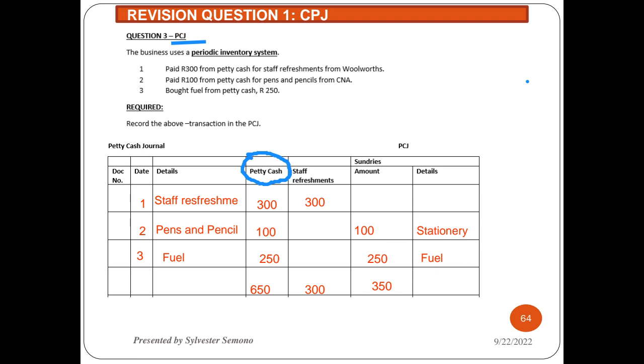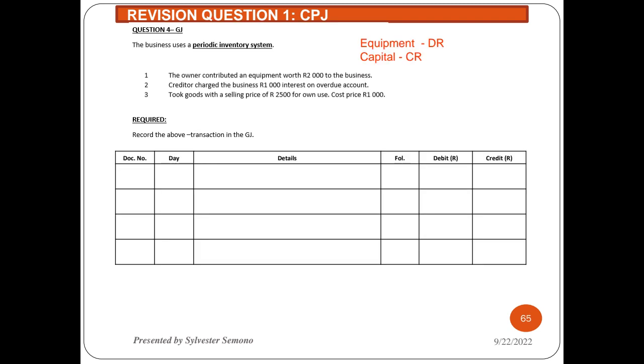Okay. Now, can I explain now? If you check here, you must ask yourself whether the equipment is increasing or decreasing. They are increasing. The capital also increased. Go and check the rules and check equipment. What is equipment to you? Equipment is an asset. And this one is an owner's equity.